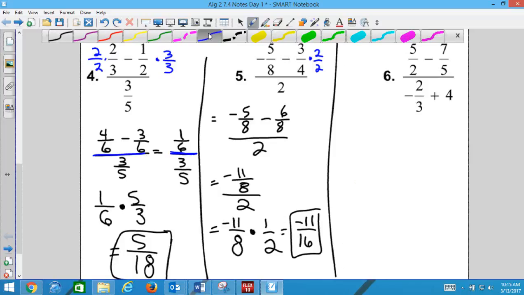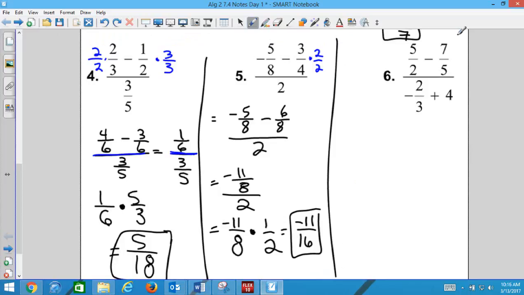All right, last one. On top, we've got 5/2 minus 7/5. So our common denominator is 10. So I'm going to multiply by 5 over 5 and by 2 over 2. On the bottom, I do not have to have a common denominator of 10. I just have to have a common denominator between the two of these. So 4 is currently over 1, so I'm going to multiply it by 3 over 3.